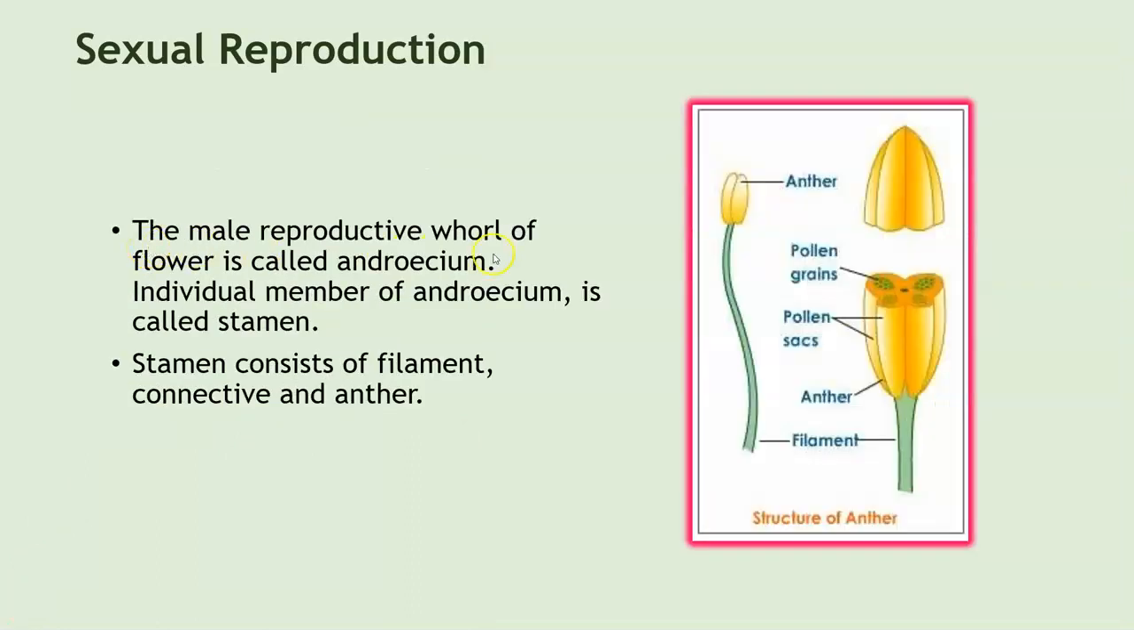Students, the male reproductive whorl of the flower is called the androecium, and the individual members of the androecium are called stamens. Now each of these stamens consists of a filament, connective and anther. Have a look at this image here. This shows you the structure of an anther. This is the long filament, you have a connective here, and this is your anther.